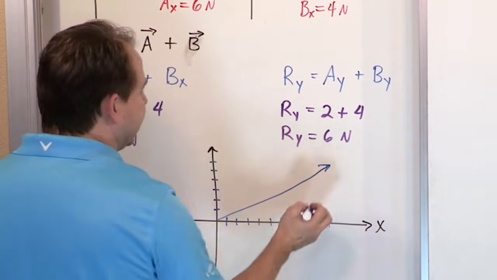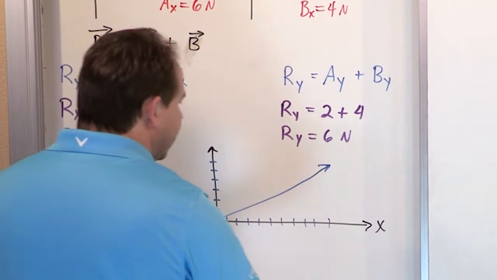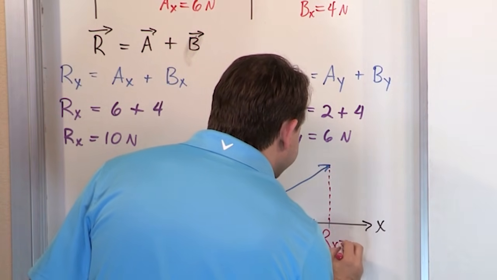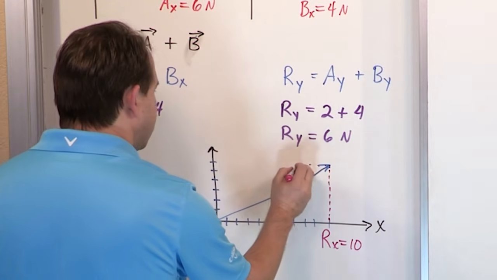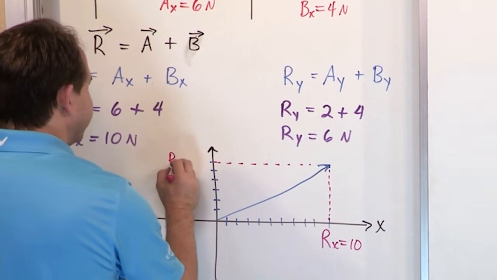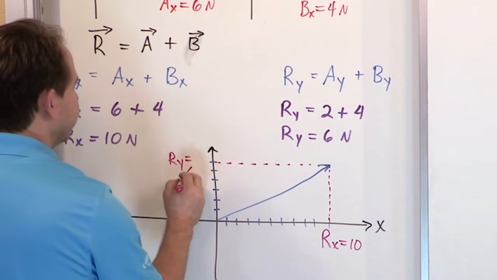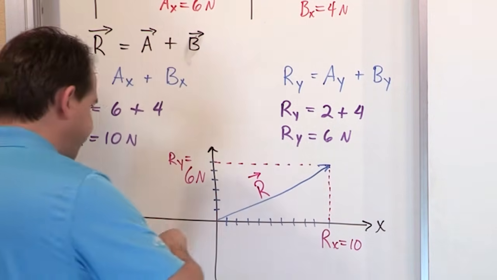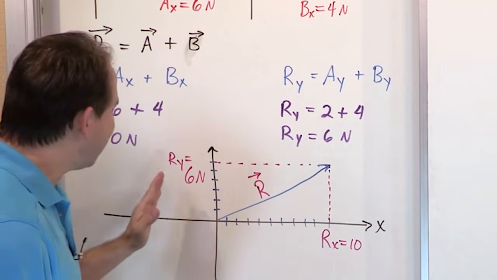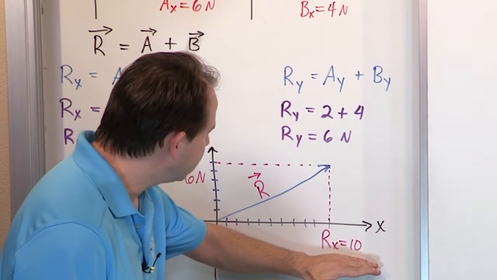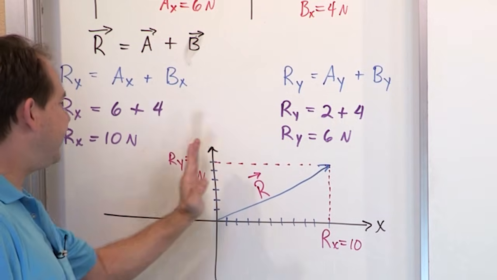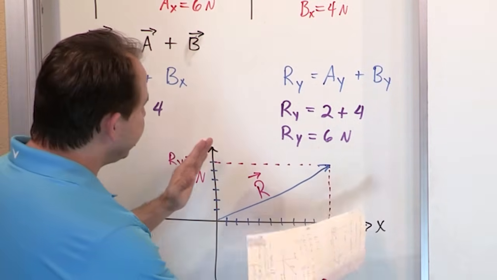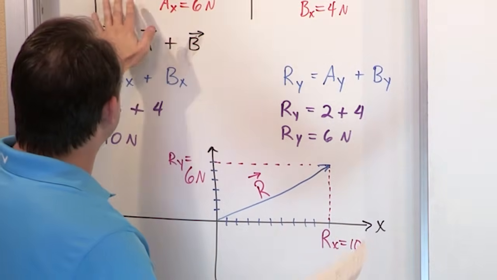It's pointed straight like this, and then if you project down, the resultant x is 10 newtons. And if you go over here, the resultant y is, what was it, 6 newtons, right? And this vector is called the resultant vector. And the resultant vector has components 10 units long in the x direction and 6 units long, 6 newtons long, in the y direction.